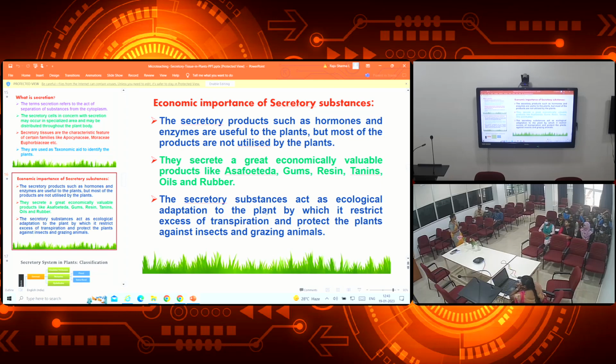What is the economic importance? Do these products have some economic importance? Yes, very good. For example, rubber latex: the milk that comes out from a rubber plant is economically useful. Then pulp is being used, likewise resin, and oils used as lubricants are also taken from plants.